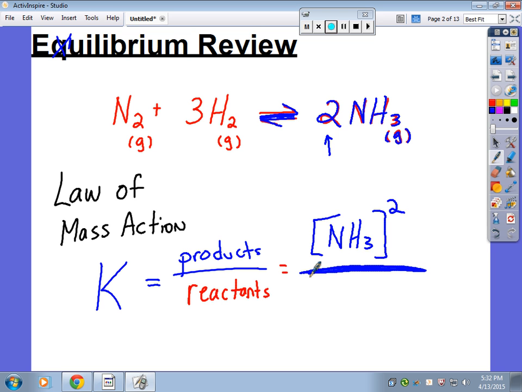Now, these are my products, or my only product in this case. Where are my reactants? These are my reactants, my ingredients. And to write them properly, there's two of them. It doesn't matter which order I put it in.